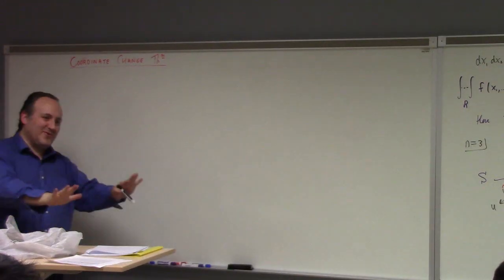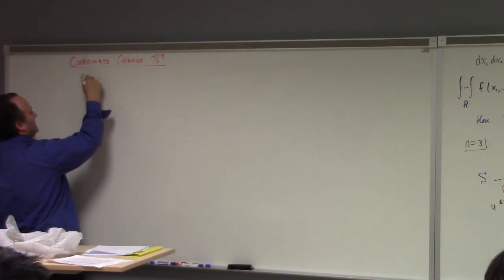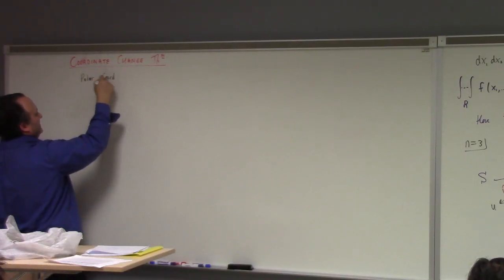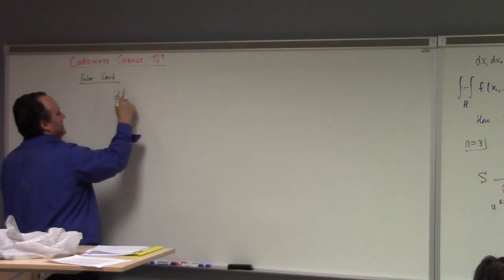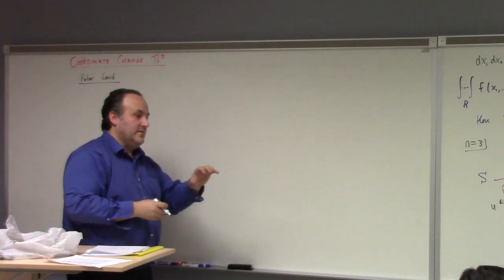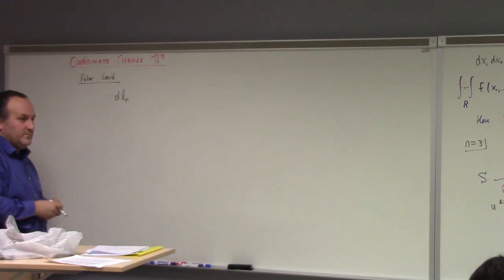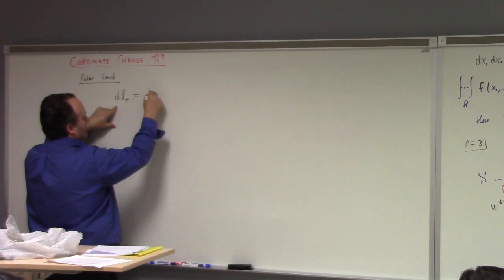Let's think about polar coordinates. Just do what matters to us, polar coordinates. So if we think about a little infinitesimal change in the r direction holding theta fixed, that should be what? dl_r, I would just say, is just dr.